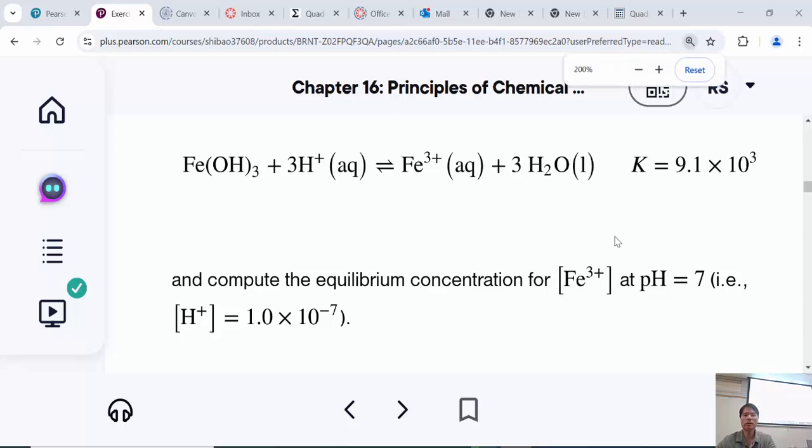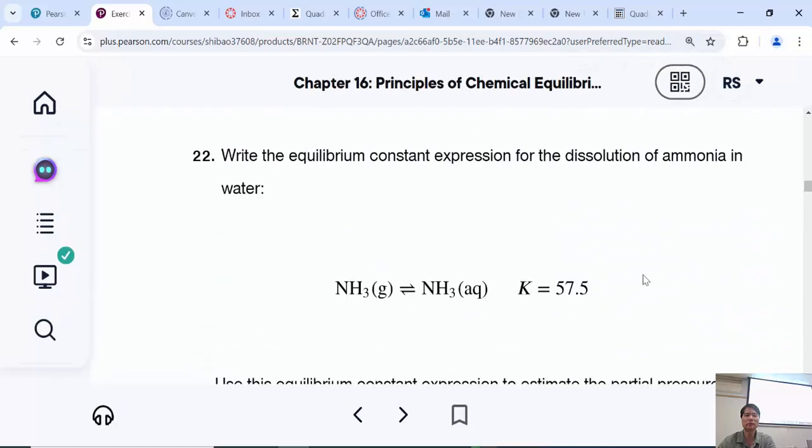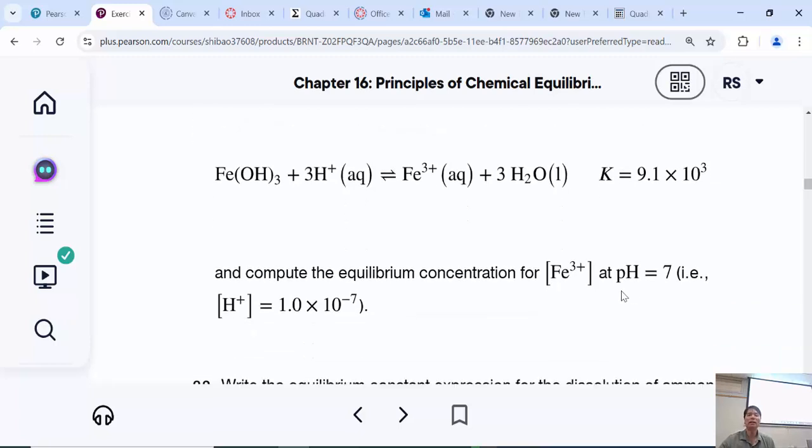And so I'm not sure if we talked about this. Did I talk about this, pH 7? And I asked, is that the equilibrium pH or is that the initial pH? In other words, they give us the H plus concentration. And when we fill out the ice table, do we put that in the initial row or do we put this at the equilibrium row? And so we read and compute the equilibrium concentration. So we want the equilibrium concentration of iron 3+, which is here. And so we're looking for that at pH 7.